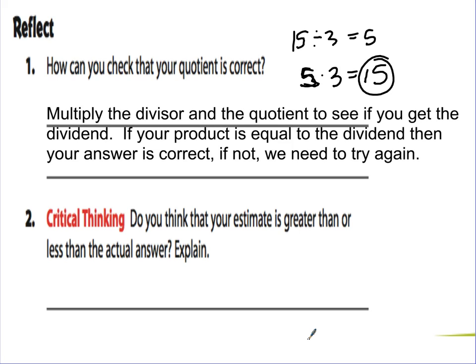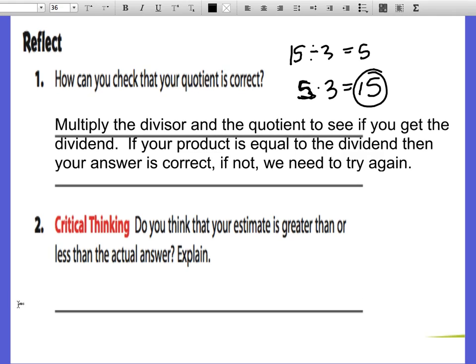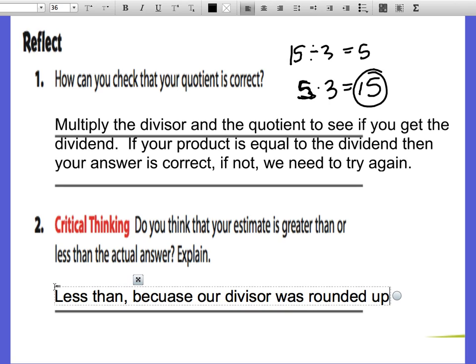So now we want to know, do we think that our estimate is greater than or less than the actual answer? Explain. Well, let's think about what happened when we estimated. So when we estimated, the number of people went up and the number of days went up. Okay? So since the divisor was rounded up, we're saying there were actually more days than there were, which means the number of people would go down. So my guess would be less than, because our divisor was rounded up.